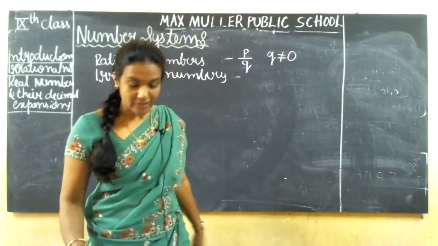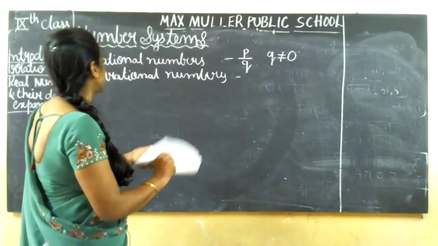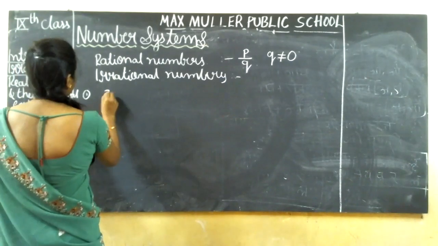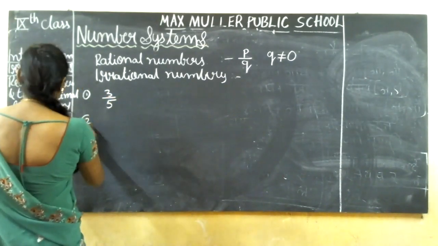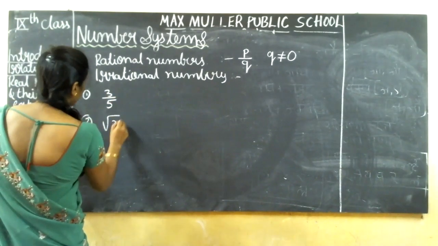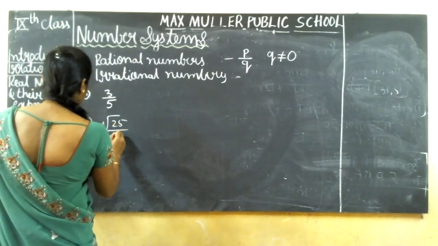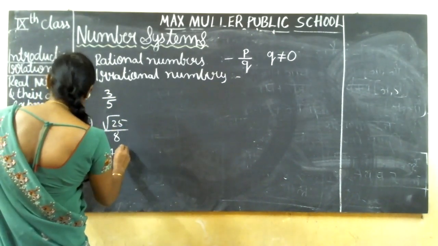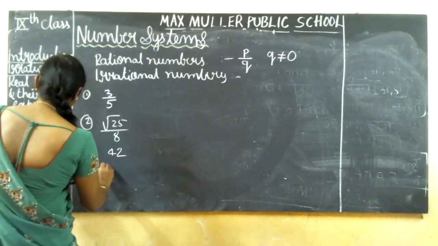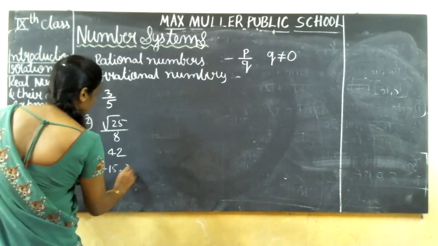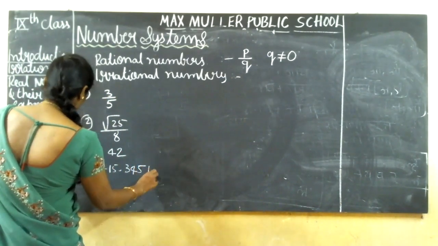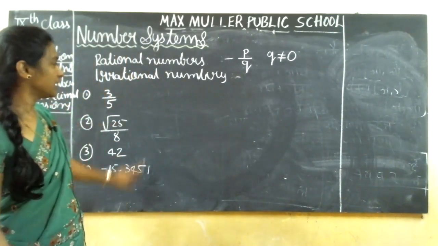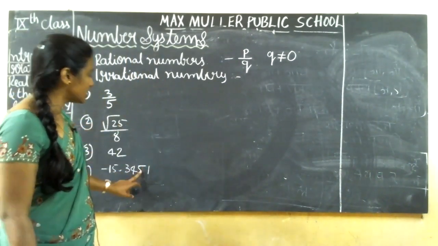So what are the examples? I will give you some examples, and you need to tell me whether they are rational or irrational numbers. First example, 3 by 5. Second one, root 25 by 8. Third one, 42. And fourth one, minus 15.3451.